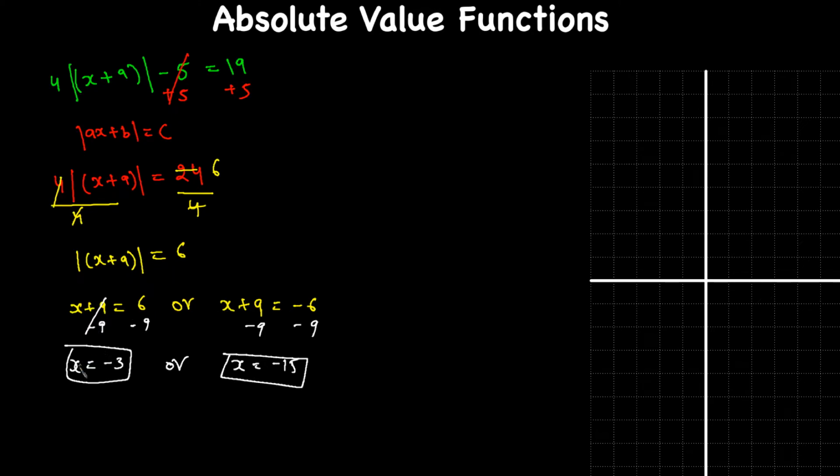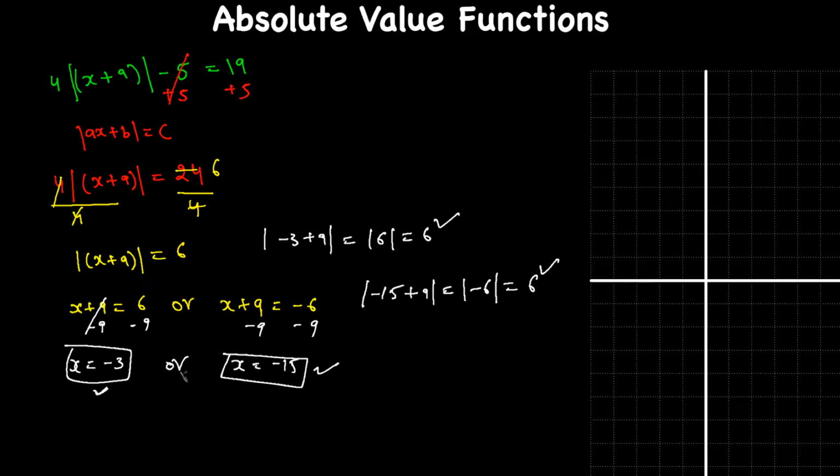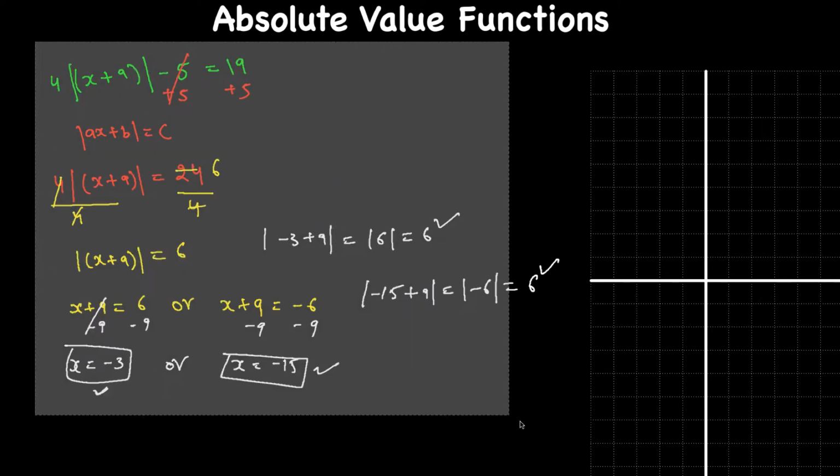And let's do that. If x is negative 3, negative 3 plus 9 gives me the absolute value of 6, which is 6. So that works out. This is our solution. So let's try negative 15. So x is negative 15 plus 9, which is again the absolute value of negative 6, which is 6. So it worked out. So these two are the solutions to this equation. Okay, so we're going to do a couple more examples so that you guys will be good to go.